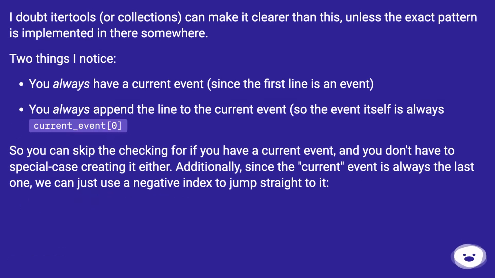I doubt itertools or collections can make it clearer than this, unless the exact pattern is implemented in there somewhere. Two things I notice. You always have a current event, since the first line is an event, you always append the line to the current event, so the event itself is always current_event[0]. So you can skip the checking for if you have a current event, and you don't have to special case creating it either. Additionally, since the current event is always the last one, we can just use a negative index to jump straight to it.